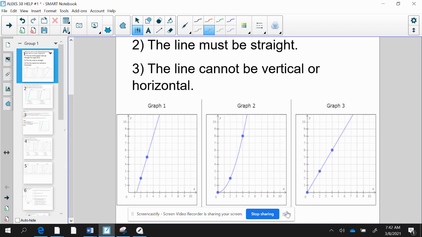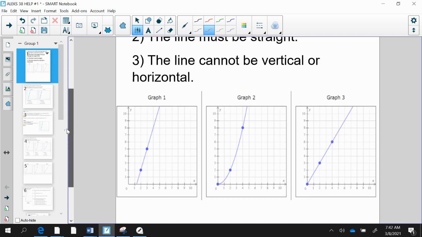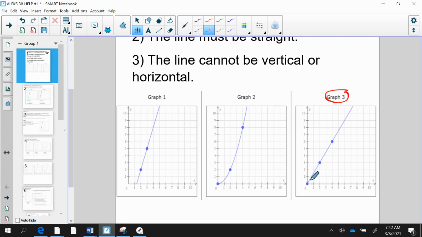So if you were to take a look here and say which one of these is in direct proportion, hopefully you can pause it for a second if you'd like, and choose the one that is in direct proportion. The answer is going to be graph 3. This is going up. Look here. We're going up by the same amount every single time.